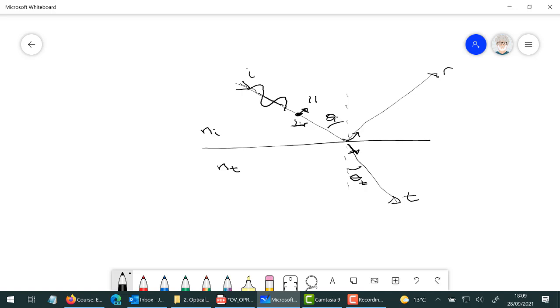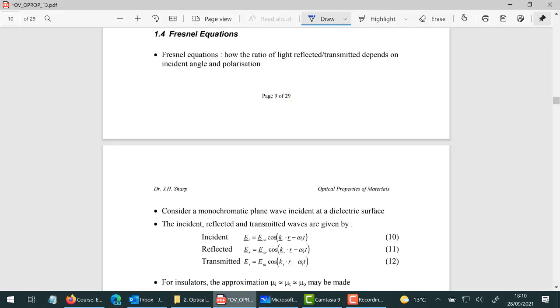The amount of light which gets reflected and the amount of light which gets transmitted depends on this polarization. It depends on whether the light is polarized parallel or perpendicular. It depends on the refractive indices, and it depends on the angle of incidence. And so Fresnel's equations just pull all those together so that we can calculate exactly how much of the light does get reflected and how much is transmitted.